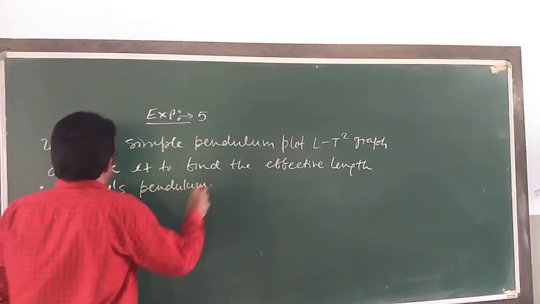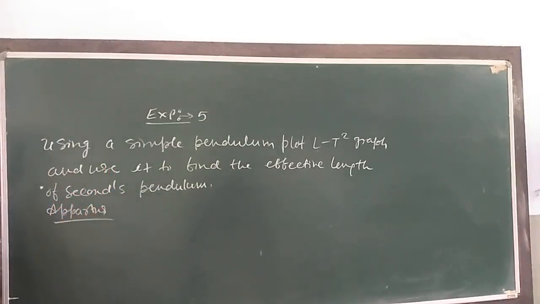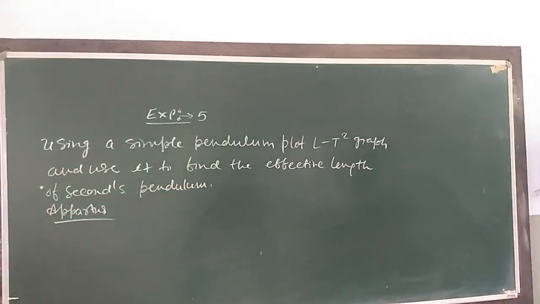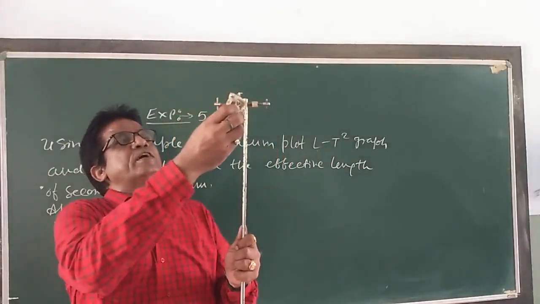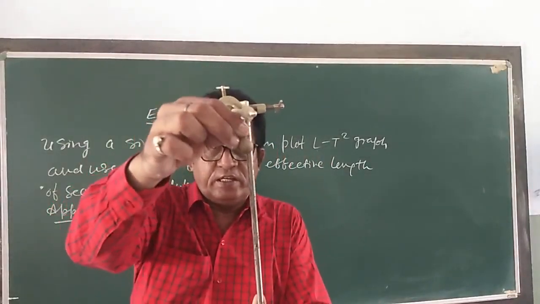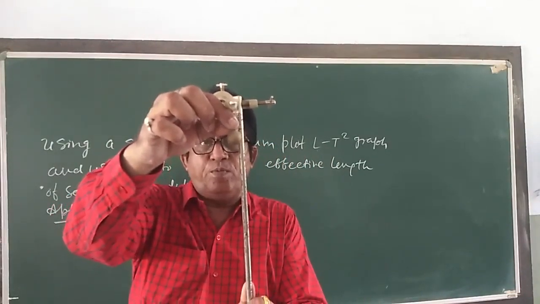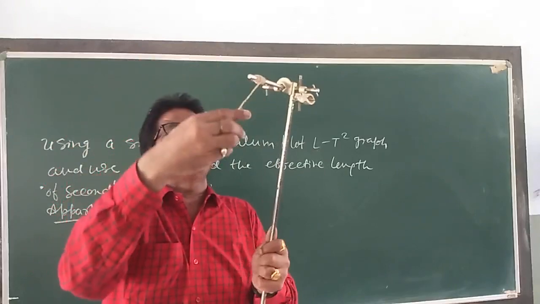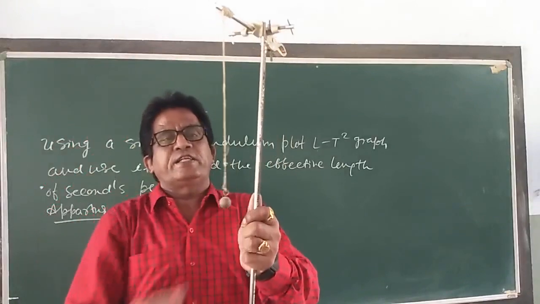My dear children, the apparatus required in this particular experiment: here are the 3 main apparatus. First, this is a simple pendulum. Here is a bob. The diameter of a bob we had seen earlier in experiment number 1. Here is a thread. So this is a simple pendulum.